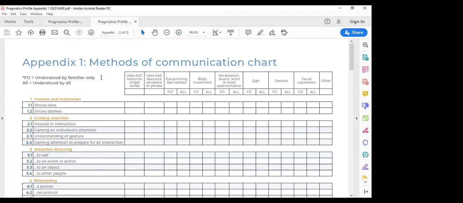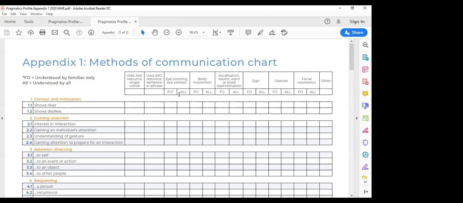So in Appendix 1, we've got the methods of communication chart. As you can see here, we still have the same sections, just as in the summary chart, but here we have a way of documenting what method of communication they're using, whether that be formal, so the use of an AAC resource, either at a single word level or a sentence or phrase level, or are they using informal or unaided methods, so eye pointing, body movement, vocalizations, signs, gestures, facial expressions, or anything else for that matter.